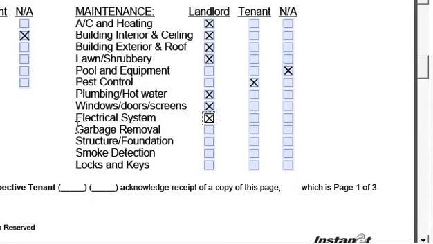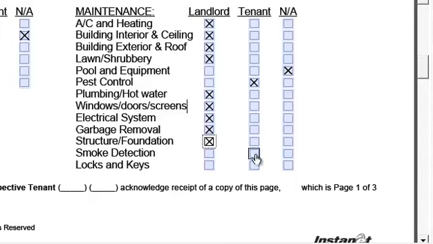Garbage removal. Again, a little confusing sometimes. Is it the landlord that needs it? They're not coming into your house and taking out your trash every evening. This is for the removal from the premises. Garbage removal, landlord's responsibility. Okay? From the premises. That means the dumpster. They pay for it on their maintenance fees, etc. Structural and foundation is the landlord.